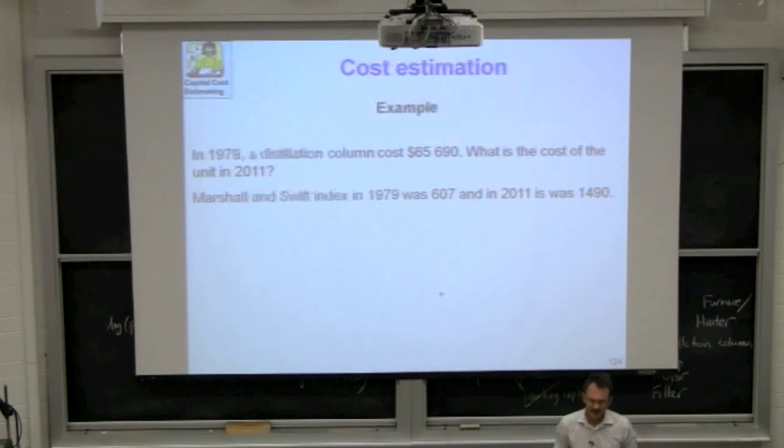Okay, so give that a try over there. This is a really easy problem. Calculate the cost of a distillation column in 2011 when you know the 1979 cost of the distillation column was $65,690.